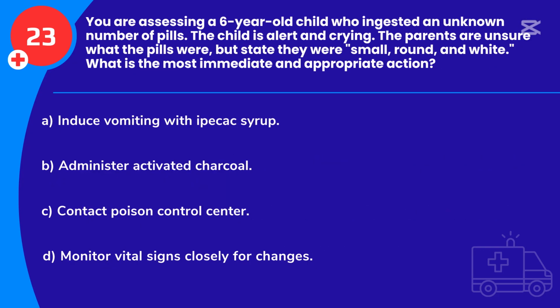Question 23. You are assessing a 6-year-old child who ingested an unknown number of pills. The child is alert and crying. The parents are unsure what the pills were, but state they were small, round, and white. What is the most immediate and appropriate action? A. Induce vomiting with ipecac syrup. B. Administer activated charcoal. C. Contact Poison Control Center. D. Monitor vital signs closely for changes.